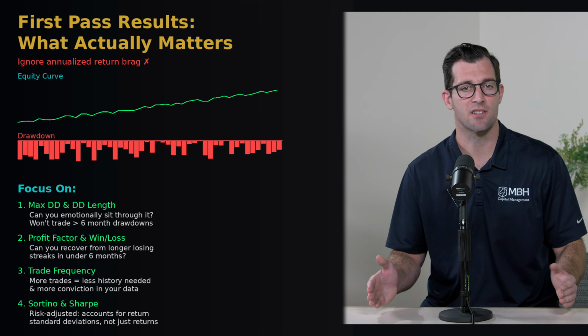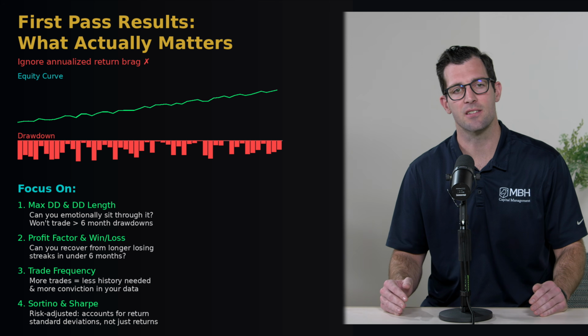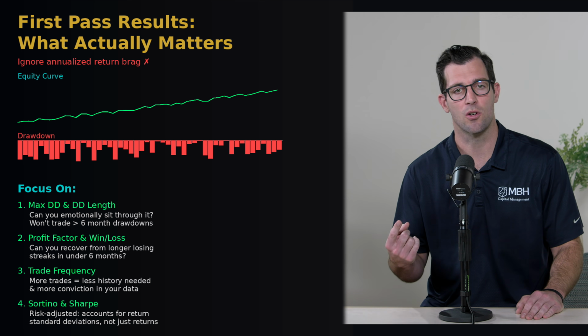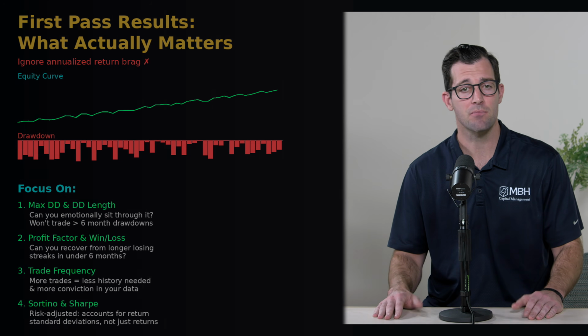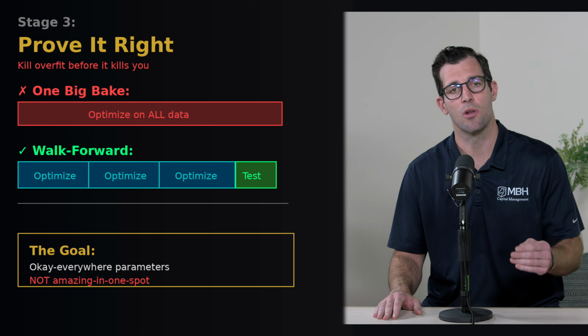What are the risk-adjusted metrics, like Sortino ratio or Sharpe ratio? I like these because they take into account the standard deviation of returns, not just one single worst day like in max drawdown. Stage 3, you need to prove it right. Kill overfit because it will eventually kill you.